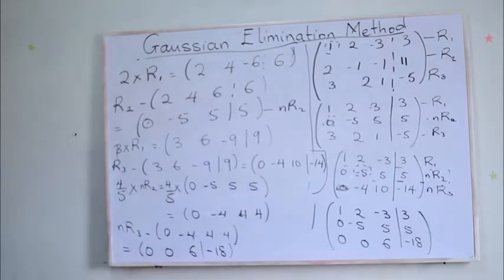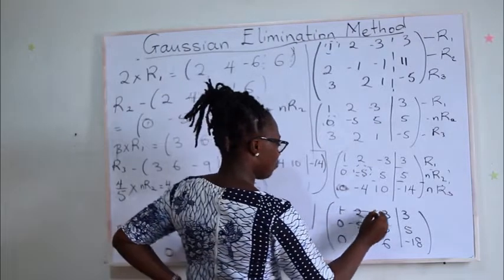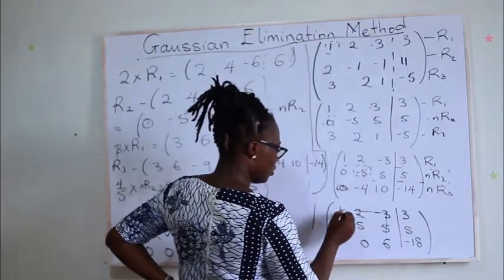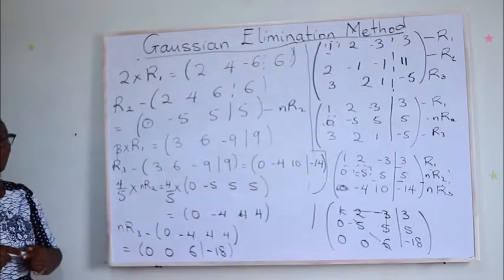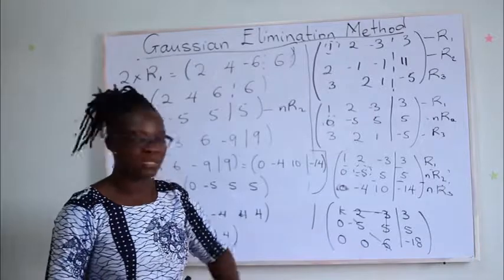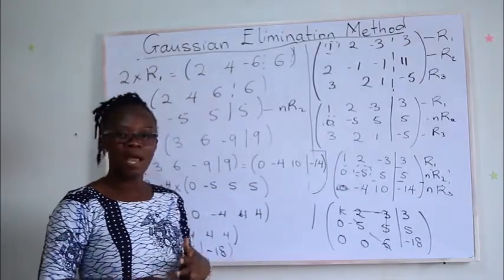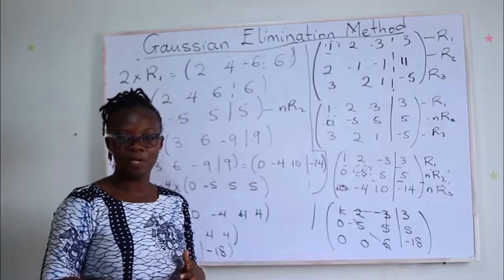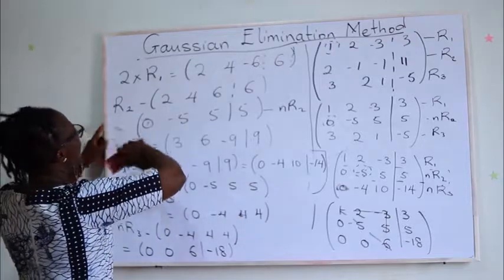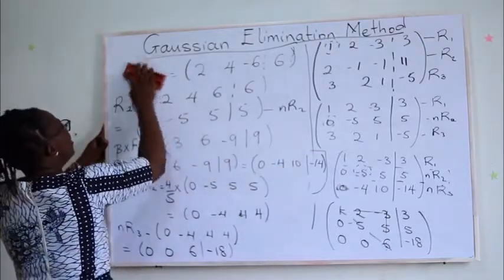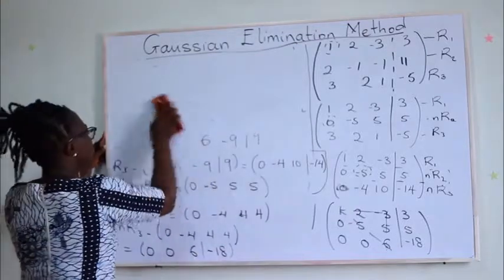So what do you realize? You realize that I've been able to form my upper triangular matrix. So this is the upper triangular matrix I was talking about. With this upper triangular matrix, I can then find my 3 unknowns. That's x1, x2, and x3. So now let's detach the last part from the matrix and write the original.